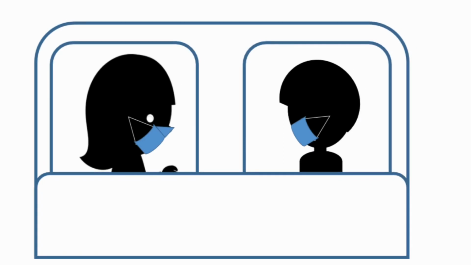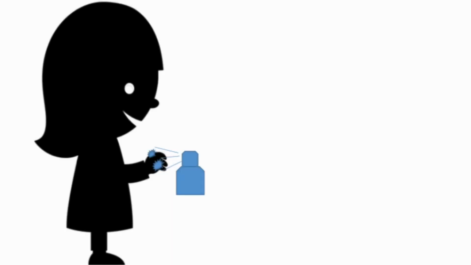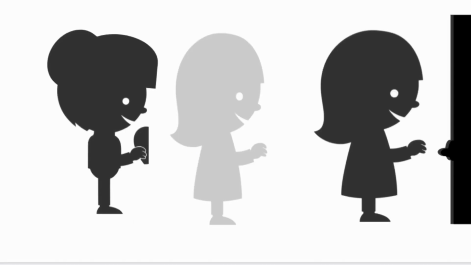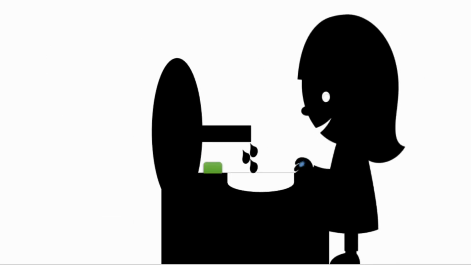Your friend should have worn a mask to avoid the spread of the virus, and you should have worn a mask too to protect yourself, and there should be a 1 meter distance or gap between you and your friend. Sanitize before touching any surface, and best to wash your hands with soap.